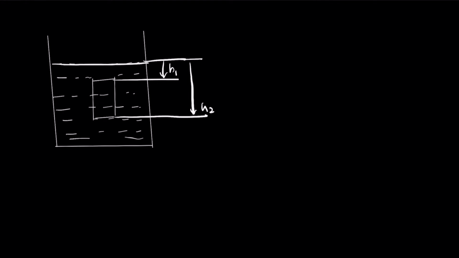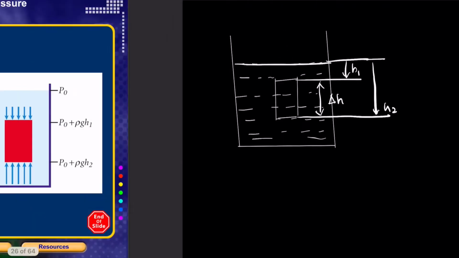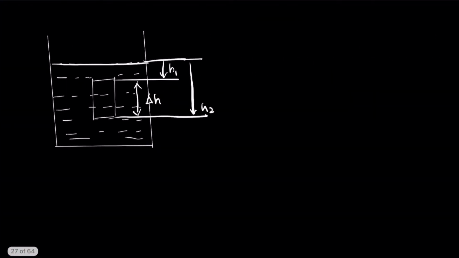So let's consider that this is the surface. From the surface, let's consider that this is at a depth of h1 and the downward surface is at a depth of h2. Now let's consider that the total height of the object is delta h. Now let's consider that the pressure here is P naught. So P naught here is the atmospheric pressure, the pressure exerted by the air.